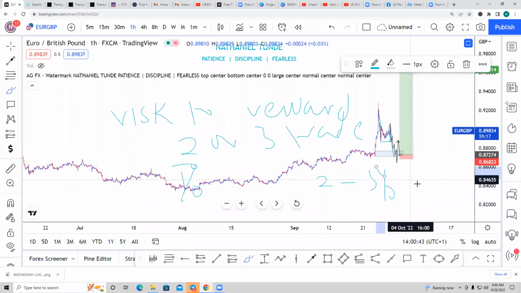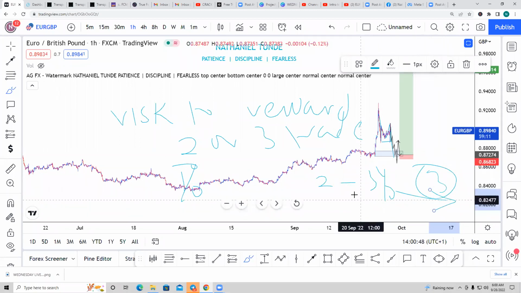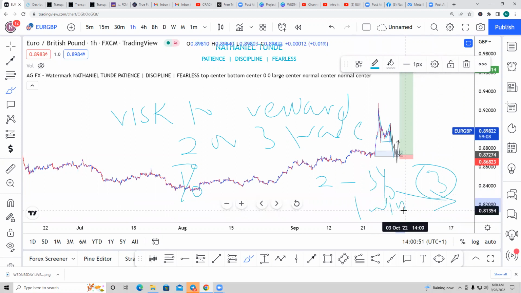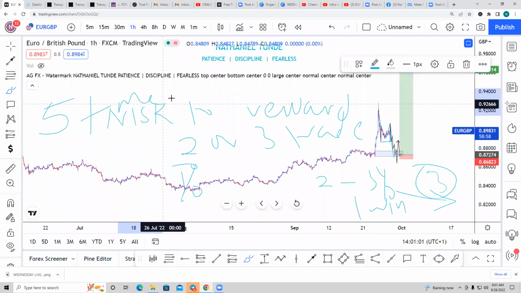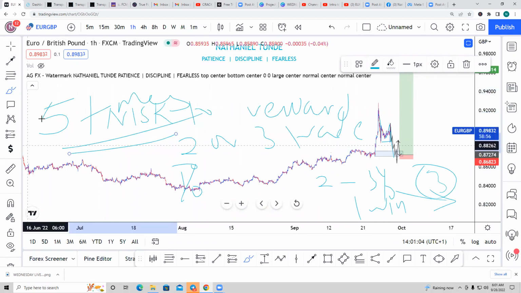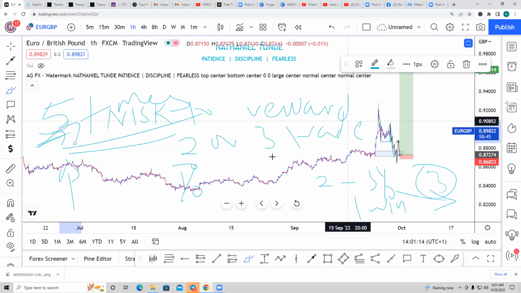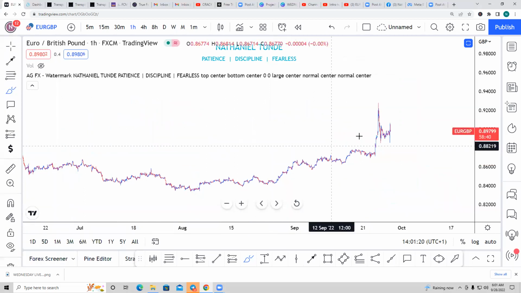This is how you do it in such a way that your 3 losses can be cancelled out by just 1 win. Can you see? 3 losses can be cancelled out by just 1 win. So even if you lose up to 5 times in your account, it's not going to affect you, because 1 win will cancel out all the 5 losses. Is that okay? So that is a setup on Euro GBP.